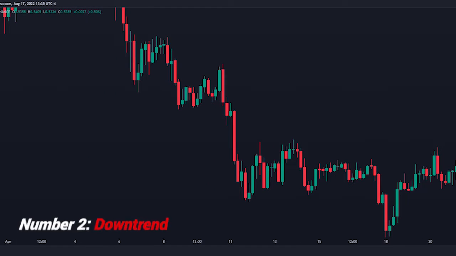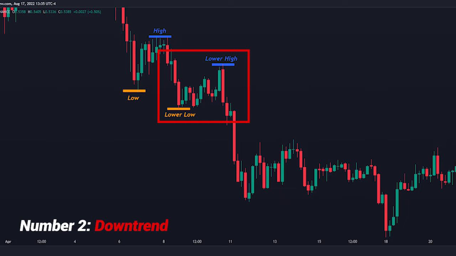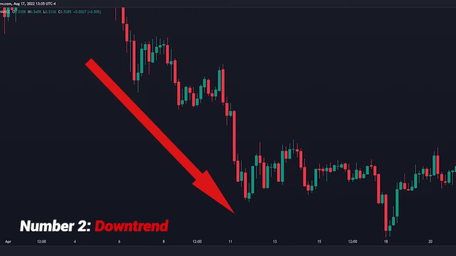Price trend number 2, downtrend. Here you can see that a low is formed here and a high is formed here, but the next high and low are lower than the previous high and low. This means that the market is generally in a downtrend.